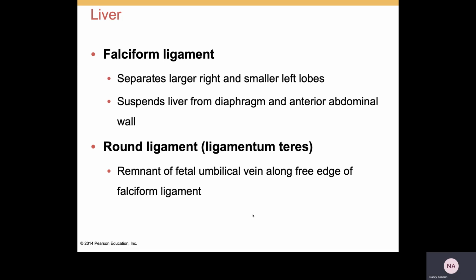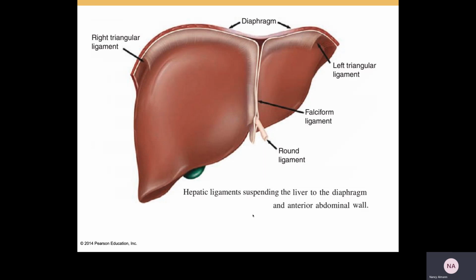There are going to be a couple of ligaments which will be important. The falciform ligament is going to separate the right and left lobes. It also suspends the liver from the diaphragm as well as the anterior abdominal wall. The round ligament is a remnant of the fetal umbilical vein. And there is the round ligament along the inferior edge, and there's the diaphragm along the superior edge, and there's the falciform ligament.